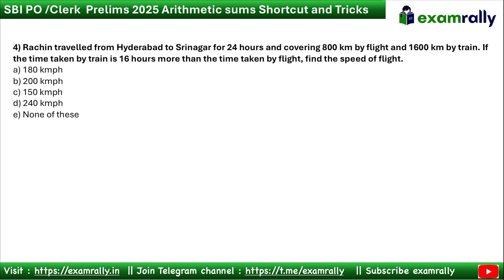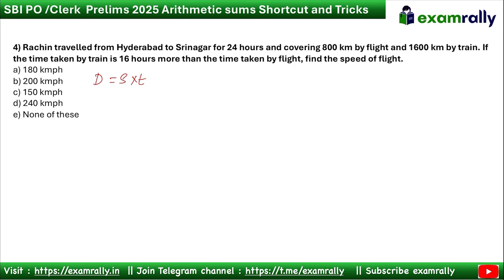Next one. Rachin traveled from Hyderabad to Srinagar for 24 hours, covering 800 kilometers by flight and 1,600 kilometers by train. If the time taken by the train is 16 hours more than the time taken by the flight, find the speed of the flight. See, this is based on time, speed, distance. Distance is equal to speed into time. They have given that a person is covering 2 different paths, and the distance also remains different. It doesn't remain constant here.